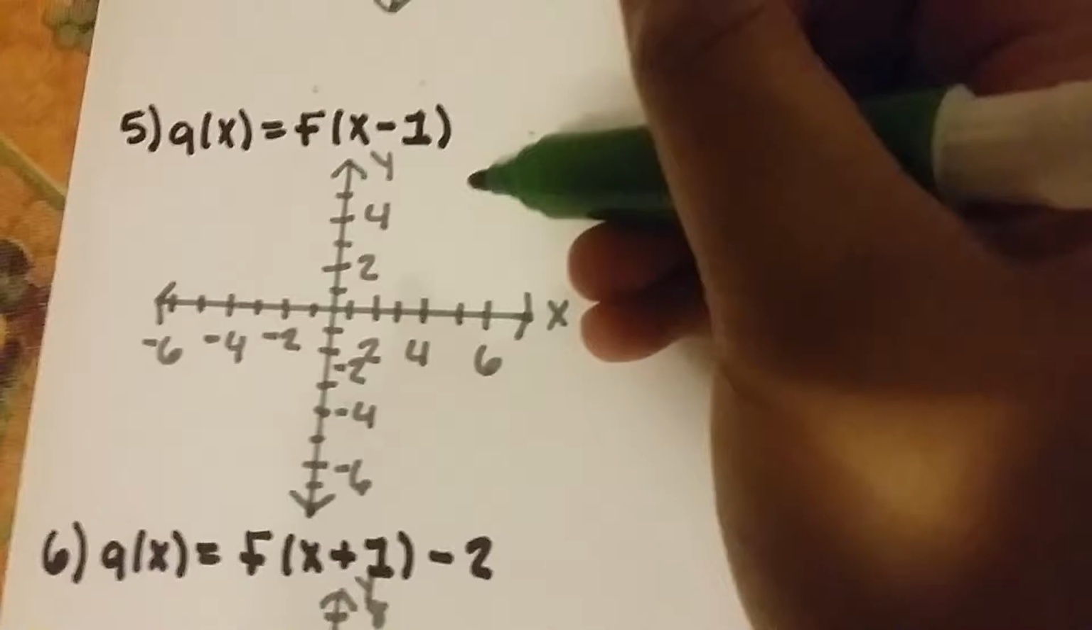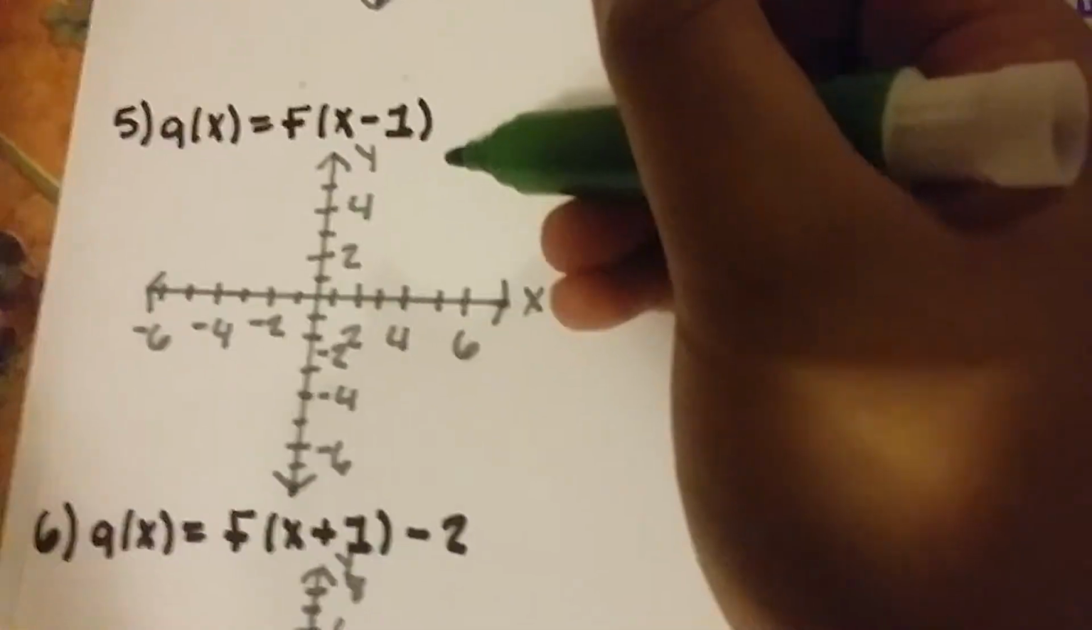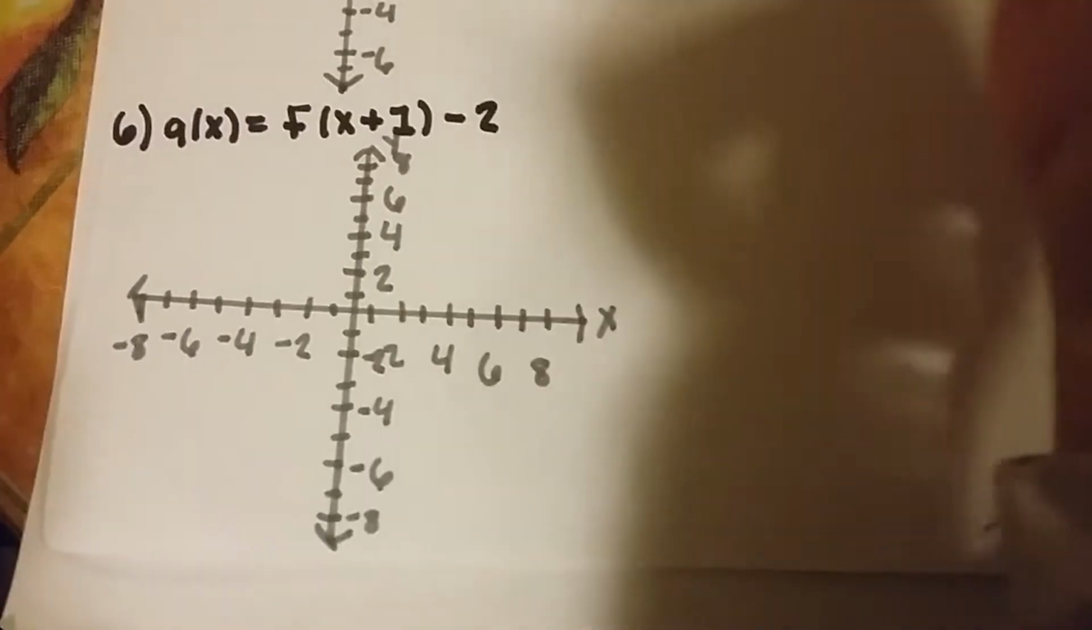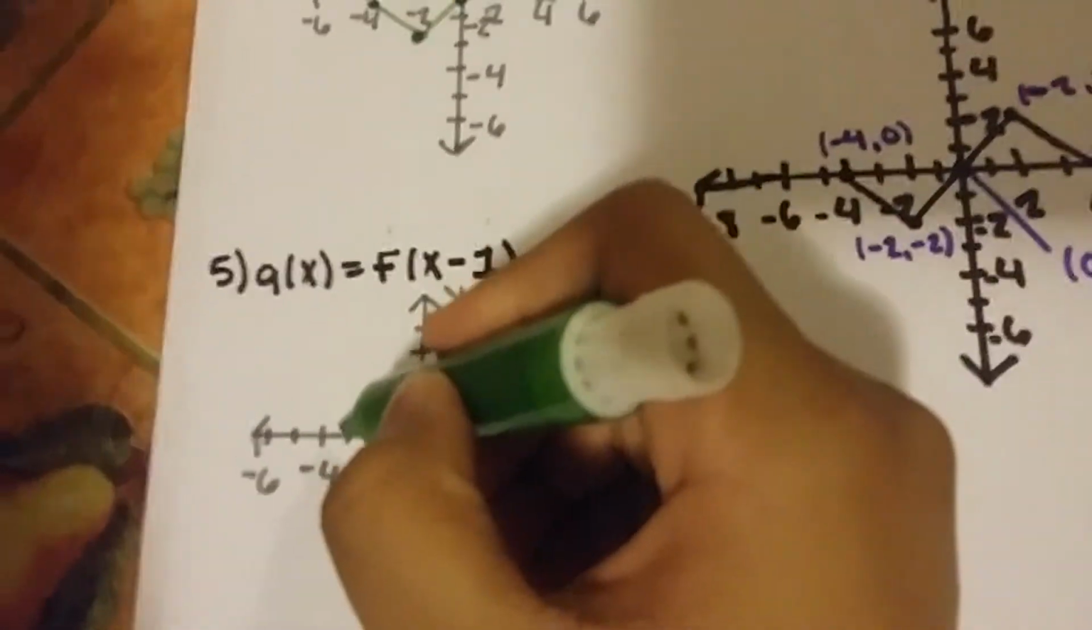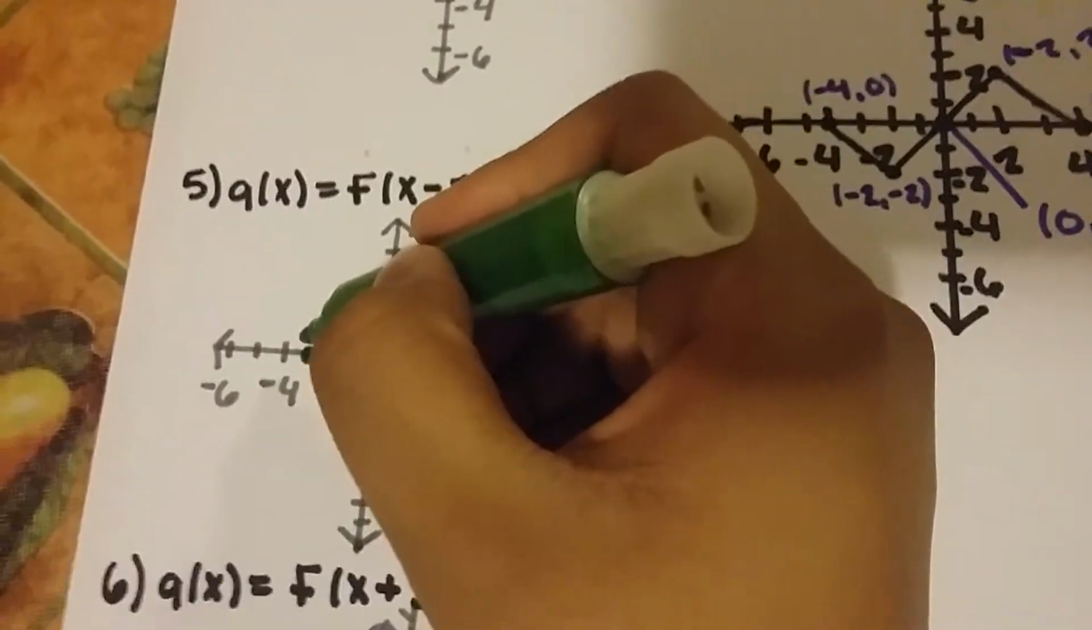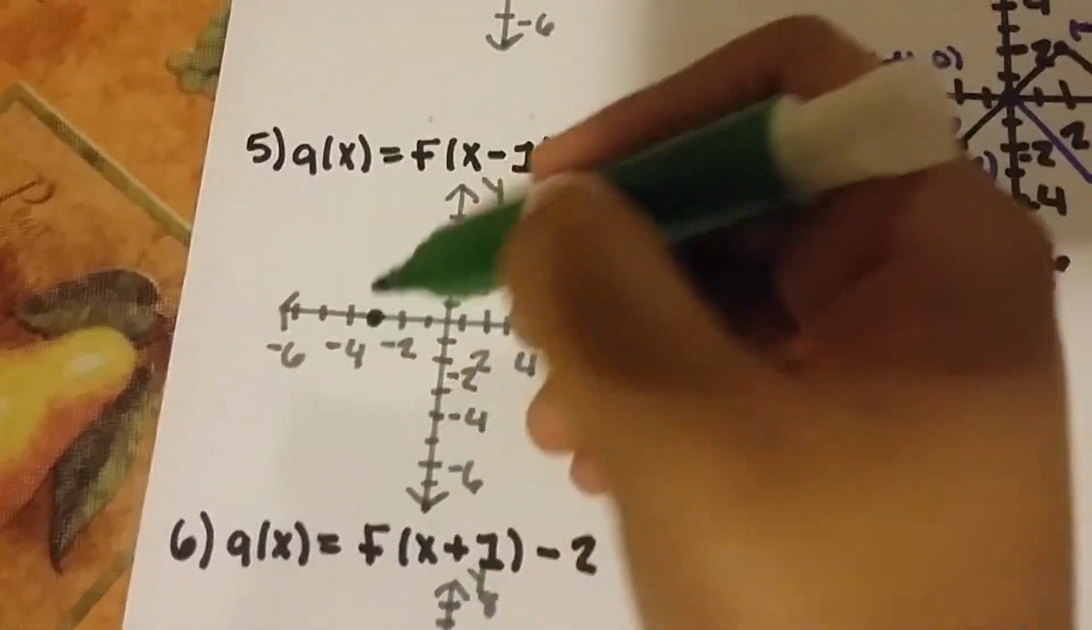For number 5, you are given g of x is equal to f of x minus 1. You will use this graph. Your first point is at negative 4, 0, and you will have to shift the graph to the right 1 unit, which is negative 1. Therefore, you will have for your first point, negative 3, 0.